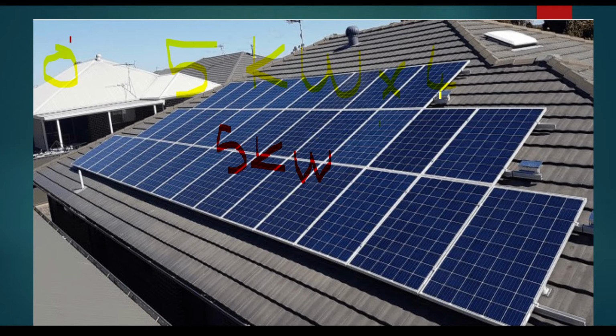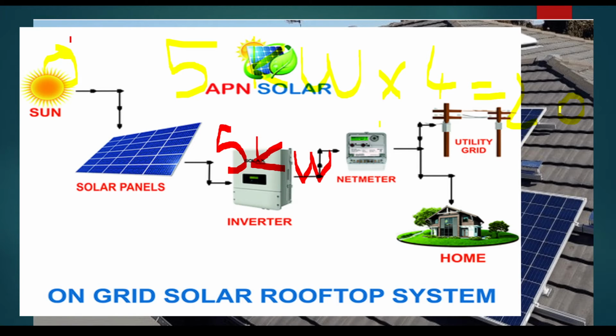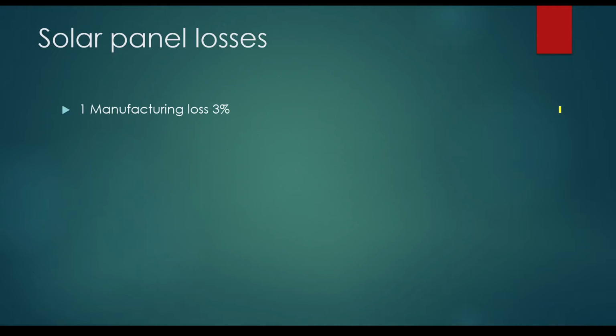But guys, if we calculate the losses, that's very important. We have a lot of losses in the real world. So what are the losses? We will look at them in the next slide. But here, I want to talk about the manufacturing losses. During the manufacturing of solar panels, some quality issues occur. So we assume a 3% loss in manufacturing.